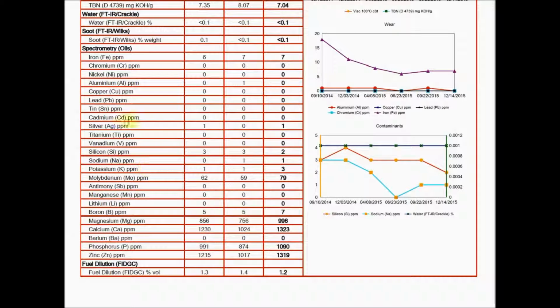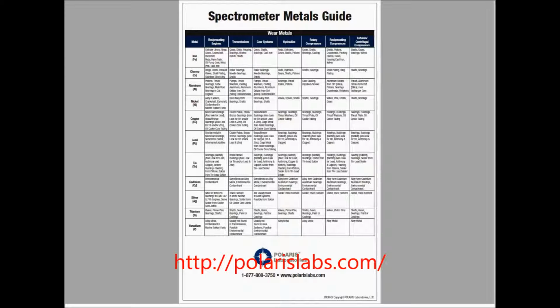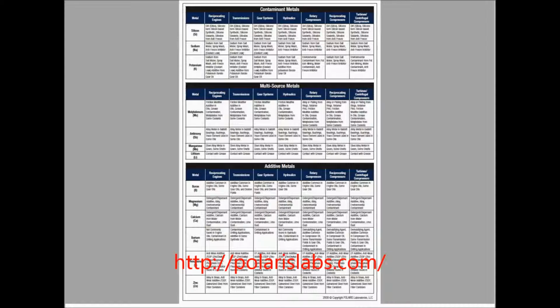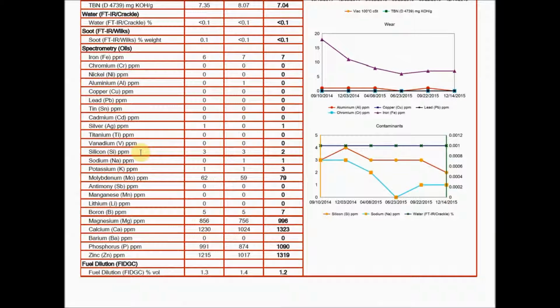Now we want to look at the parts per million of elements found in the oil. This portion is broken into 3 sections. From iron to vanadium are your wear metals. These elements make up different components inside your engine or equipment. Click here for the chart explaining what elements are found in different components of your engine. Silicon, sodium, and potassium are contaminants, and they are often signs of a coolant system leak. Molybdenum to zinc are elements found in different additive packages.